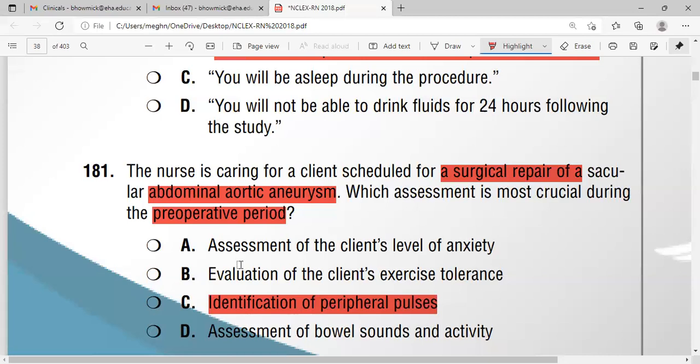Answer A is of less concern. Anxiety is very common before a surgical operation. And answer B is not advised at this time. Evaluate the client's exercise tolerance. And answer D is the least concerned as well. Assessment of bowel sounds.